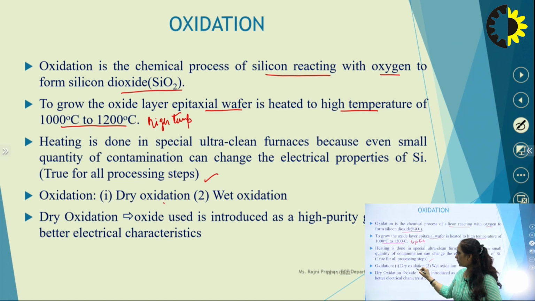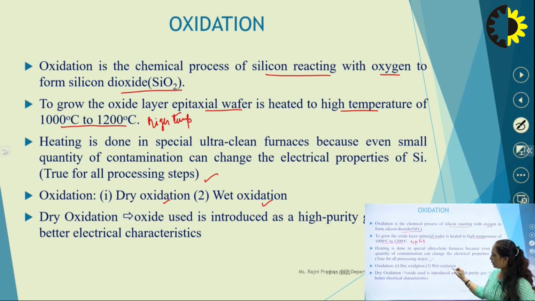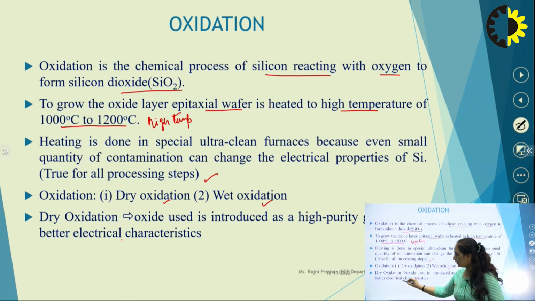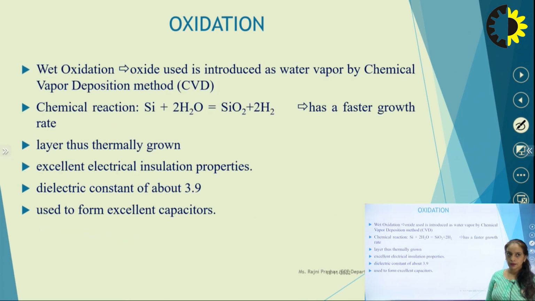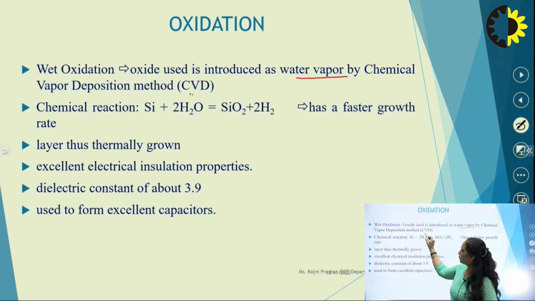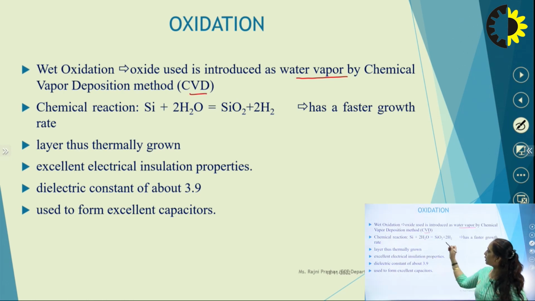The oxidation process can be done as dry oxidation and wet oxidation. In dry oxidation, the oxygen is introduced as a high purity gas and gives better electrical characteristics. In wet oxidation, it is introduced as water vapor, and the chemical reaction is silicon plus water molecules giving silicon dioxide plus hydrogen molecules as a residual. Okay, so this wet oxidation process is very fast.